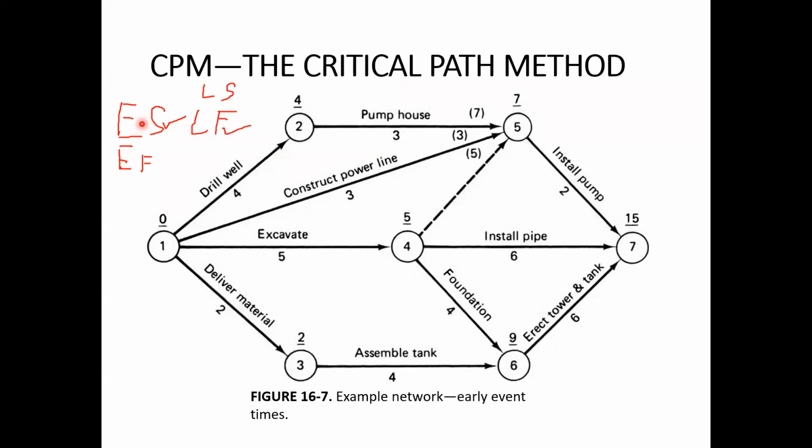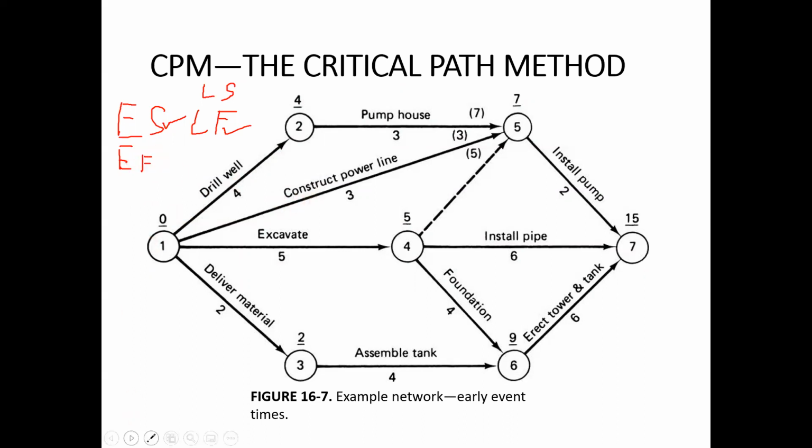If now we know the earliest start of each activity, we can calculate the earliest finish of this activity by just adding the duration of the activity. Do you understand? Yes. If you just add the duration of the activity, then you can calculate the earliest finish. So for example, this construct power line, earliest start of the activity is 0 from this diagram. But what will be the earliest finish of this construct power line? It will be 0 plus 3, that will be 3 days.